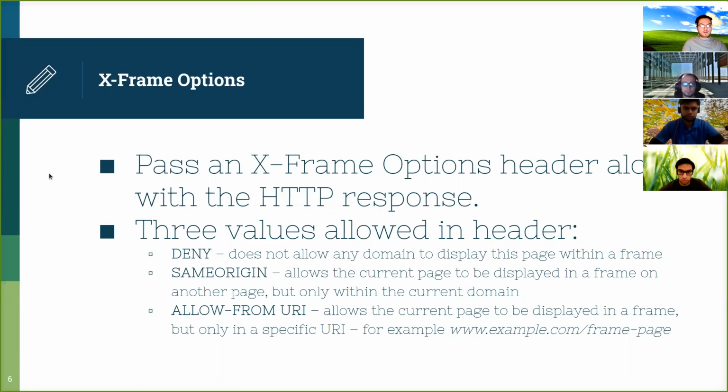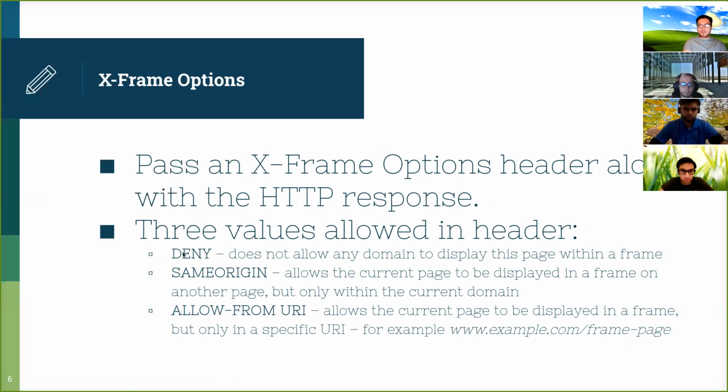Basically, what X-frame options is, is you're passing an additional header along with your HTTP response. So whenever you're sending an HTTP request to get a web page, the server is going to be passing back an X-frame options header, which tells you what is and isn't allowed to be embedded. There's 3 values for these headers.